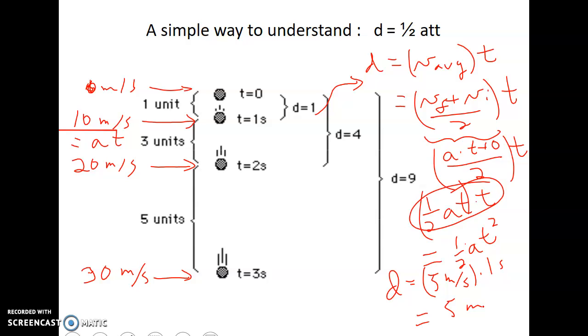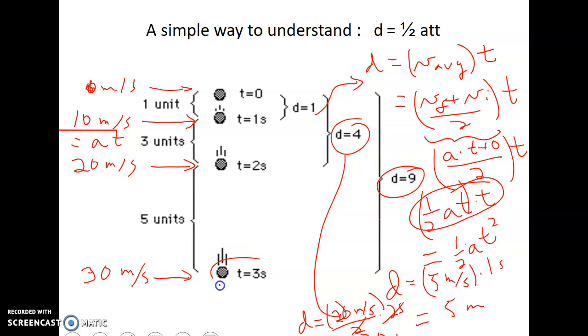For the first 2 seconds, what's this distance going to be? Well, it's going to be 4 times that. It's going to be 5, that's going to be 20 meters. But let's just do the math. The distance is going to be 20 meters per second divided by 2 times 2 seconds. Okay, so I get rid of the 2 seconds, and we find that it's equal to 20 meters.